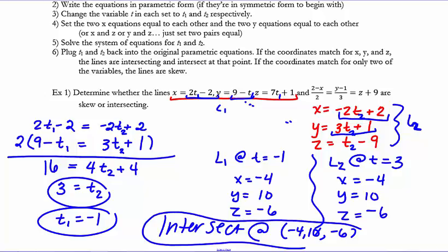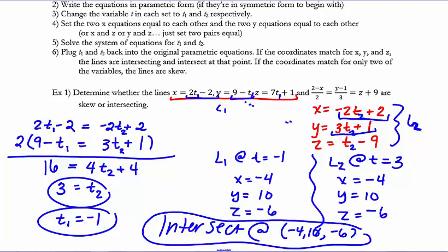Well, Mrs. Bimber, what would it look like if they were skew? If they were skew, your x's and your y's would still match, but this would be like negative 6, and that would be 4, or something like that. Your z's would not match. Well, Mrs. Bimber, what if the x's match, but the y's and the z's don't? That means you did something wrong.